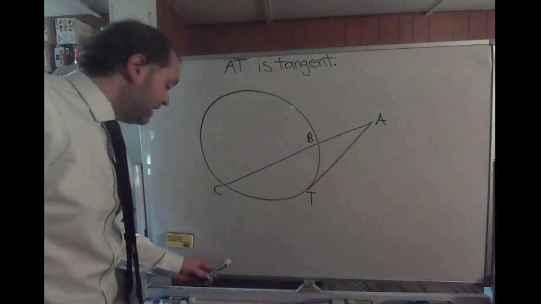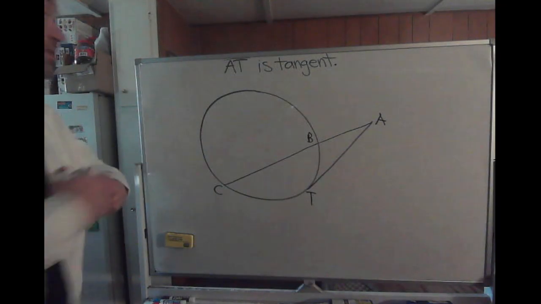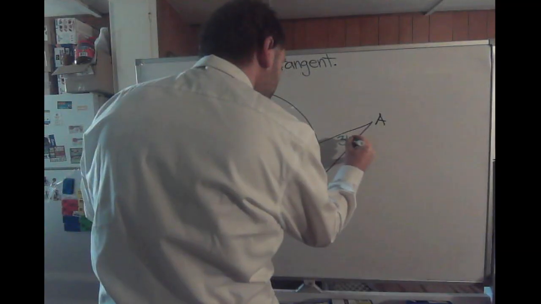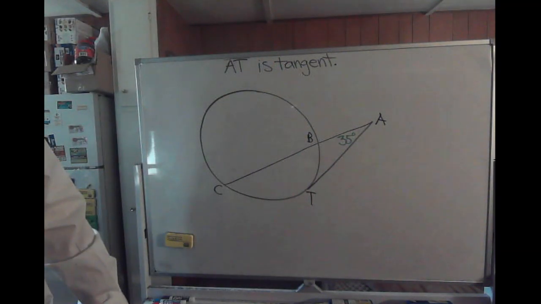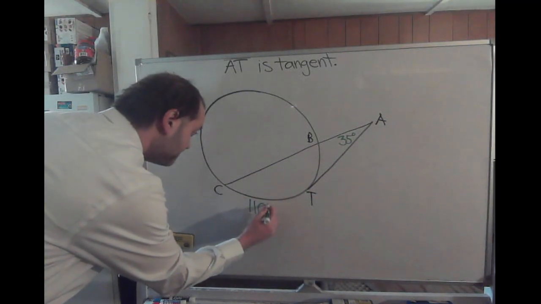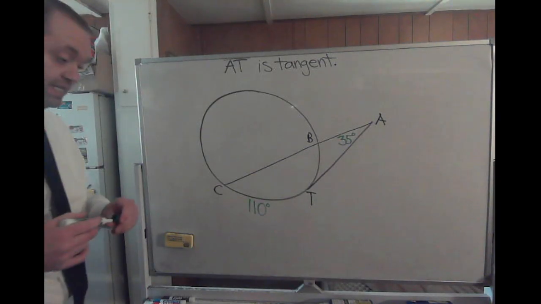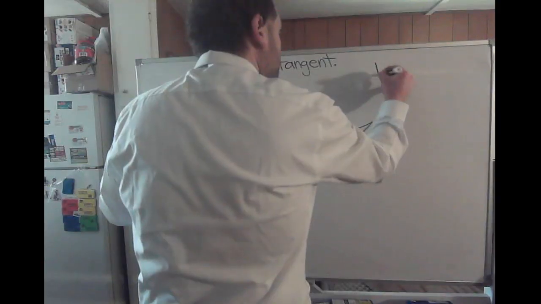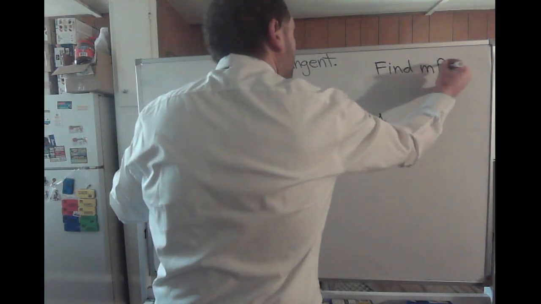Alright, so what's next here? In the last problem of this, we have the measure of angle A is equal to 35 degrees. We have the measure of arc CT is 110 degrees. We need to find BT. So we are going to find the measure of arc BT.